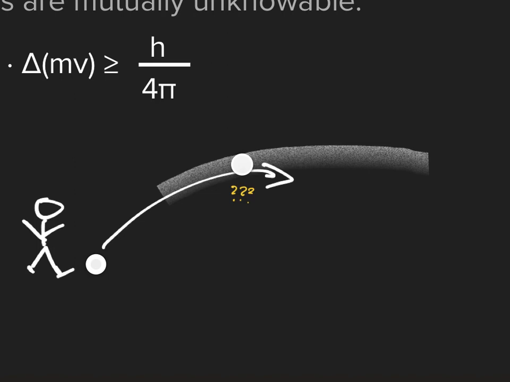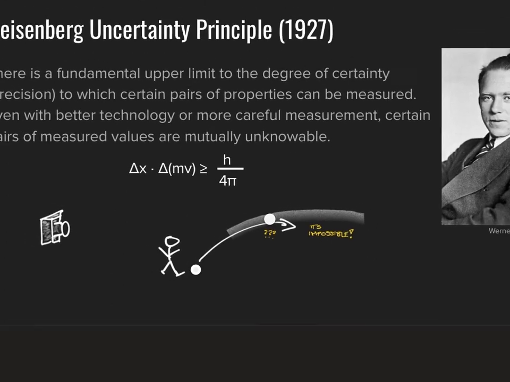So on the one hand, you can accurately measure the position with a short shutter speed, but on the other hand, to know where that soccer ball is going, you'd have to use a longer shutter speed, which means that to measure both the position and the momentum of the soccer ball at the same time, you would have a problem in that those two values, position and momentum, are mutually unknowable to a high degree of precision. And this is an example of what we refer to as the Heisenberg uncertainty principle. It essentially tells us that there's a fundamental upper limit to the degree of certainty to which certain pairs of properties can be measured. One big example, as we just discussed, is position and momentum.